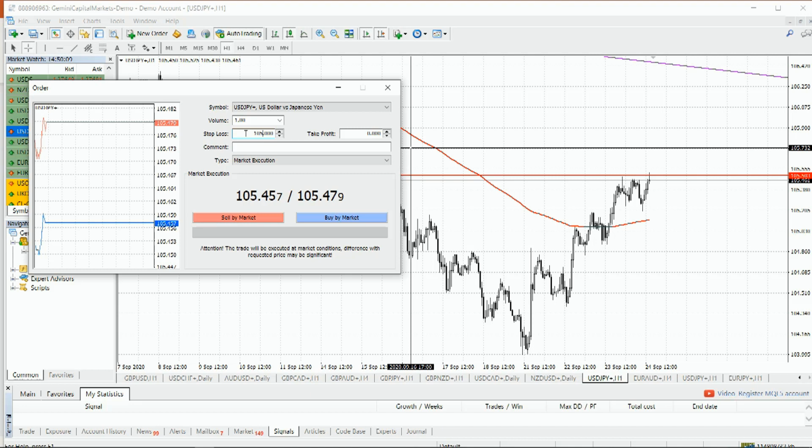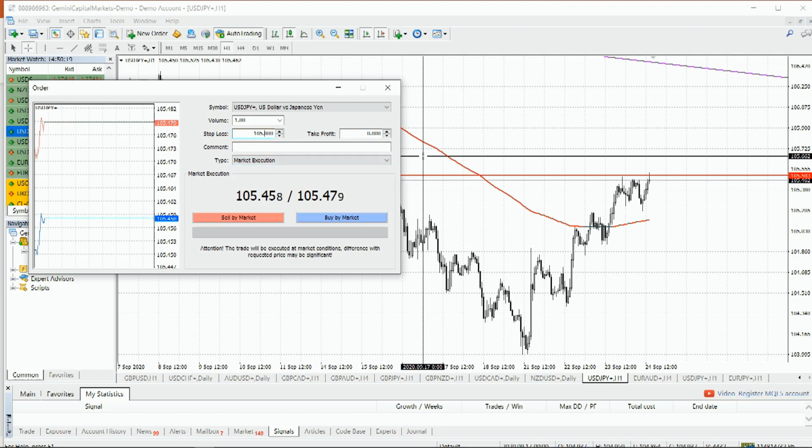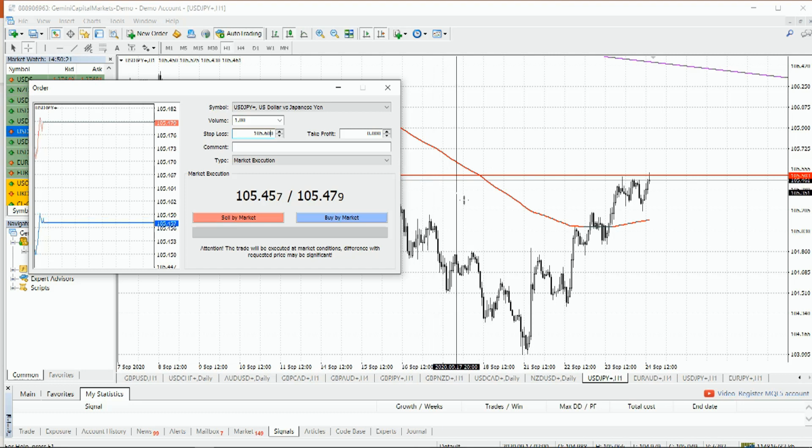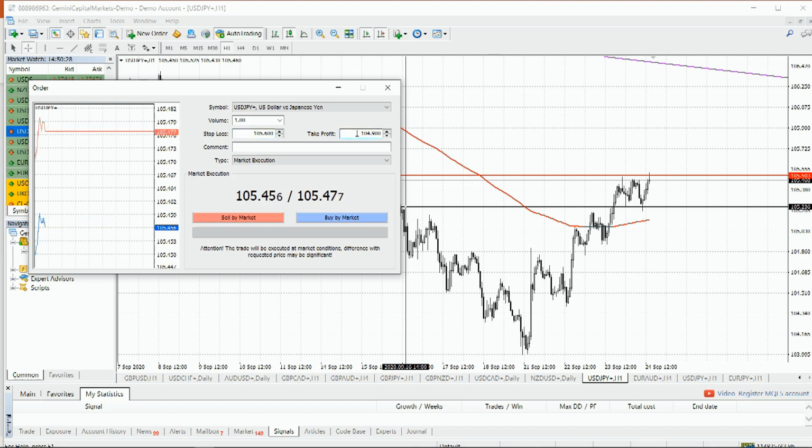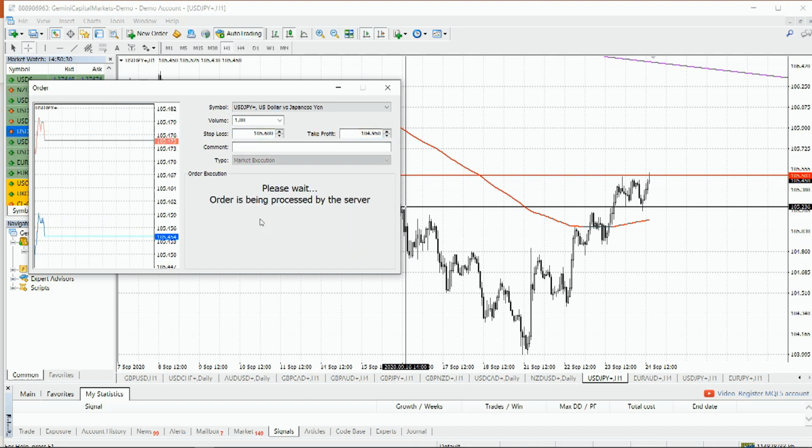let's say I decide where my stop loss would be, let me use this 66. Let's say my take profit is 104.95, so 104, and I sell. Now, for most traders, this is all they do. So they've done this and they go away.